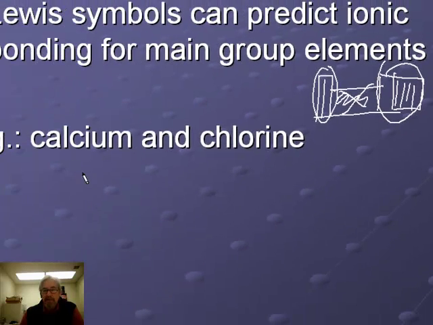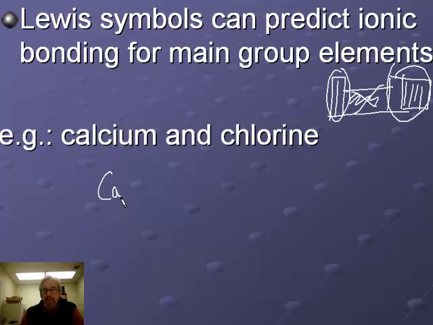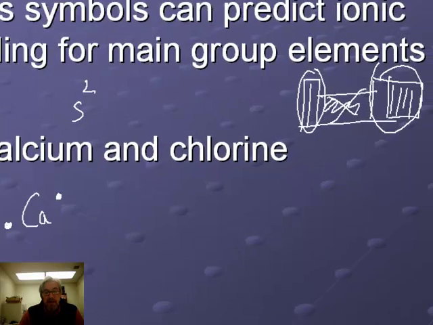Here's an example. Calcium and chlorine. Calcium is in group 2. Group 2s are always going to end in s2. So that means the highest energy level is always going to have 2 valence electrons in it. So that means 2 dots. In fact, this is a rule that's really easy to follow. For main groups, whatever the column number is, that's how many dots you have.